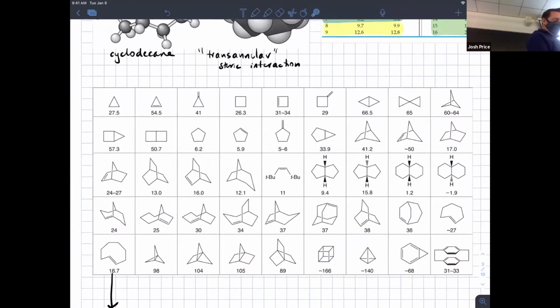Interesting is the winner of the strain Olympics, the cubane, which involves 6 different cyclobutane rings fused to each other in 8 different carbon atoms, estimating 166 kilocalories per mole of strain. I'm not sure how they made that.